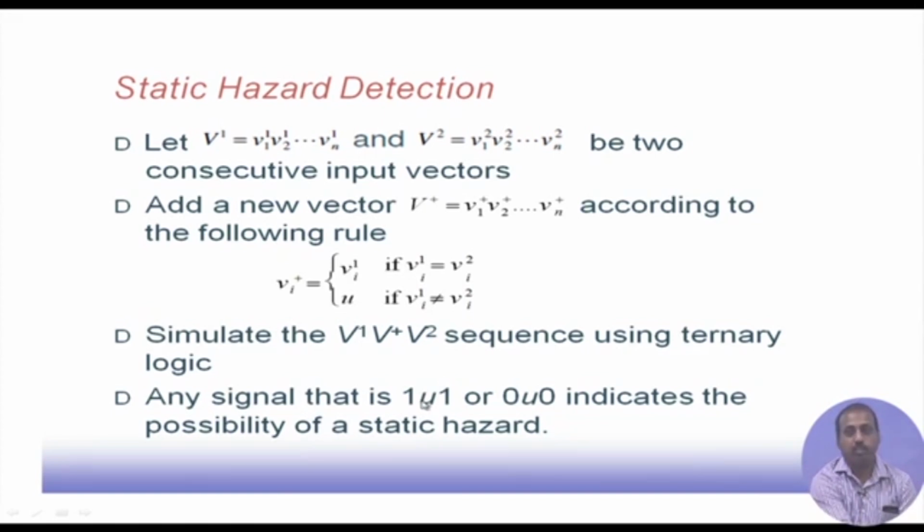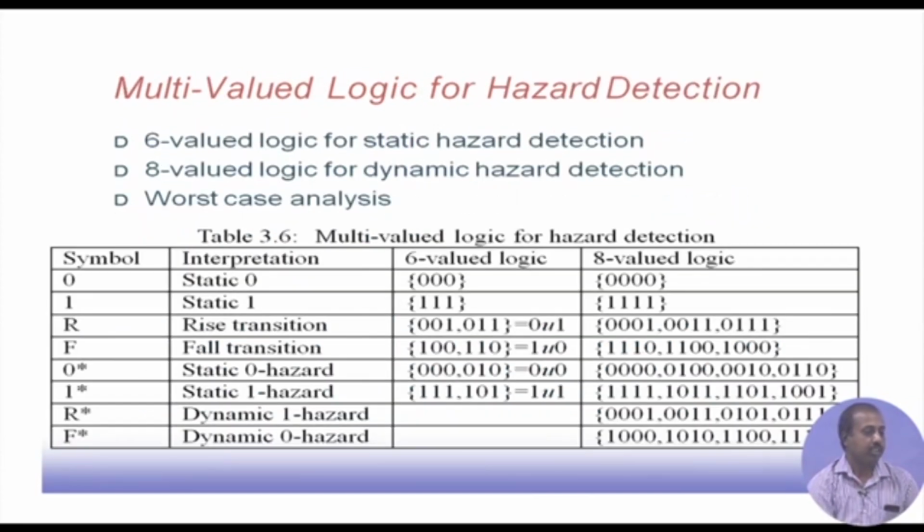So, it may be 0, it may be 1. If it is 0 during operation, then of course there is the hazard. If it is 1, then there is no problem, but at the time of simulation we do not know whether this value is exactly 1 or exactly 0. That is why the simulator has given it as U. So, this presence of U in between identifies the possibility of a hazard. So, how do you simulate this multi-valued logic for hazard detection?